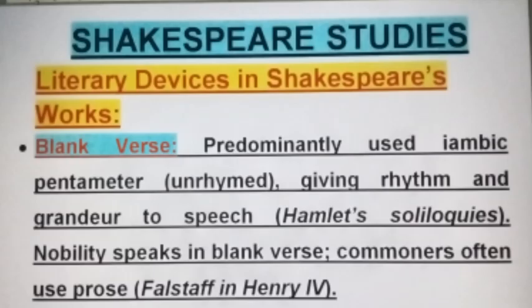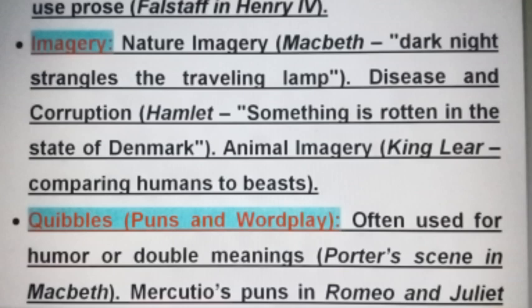Today the first topic is literary devices used in Shakespeare's works. First literary device is blank verse. Predominantly used iambic pentameter, that is unrhymed, giving rhythm and a grandeur to speech. For example, Hamlet's soliloquies. In Shakespeare's plays, nobility speaks in blank verse, and commoners often use prose. For example, the use of prose by the character Falstaff in Henry IV.